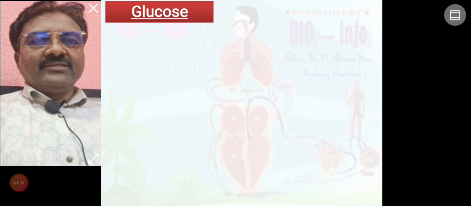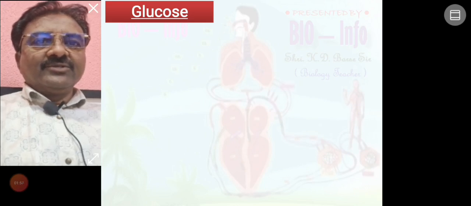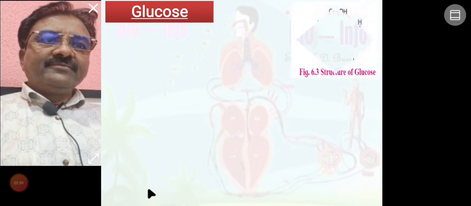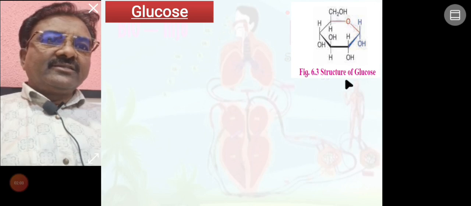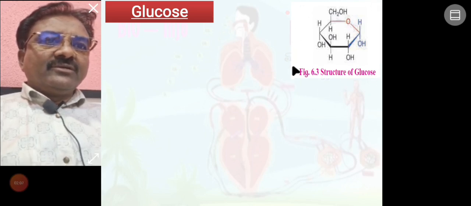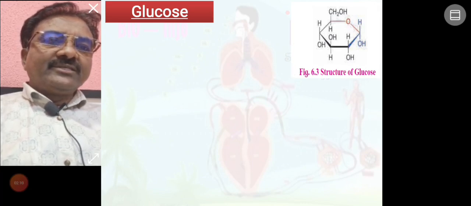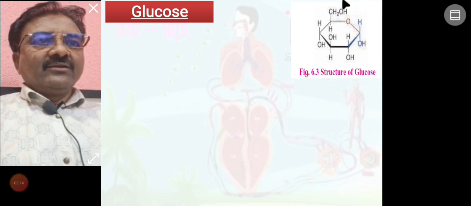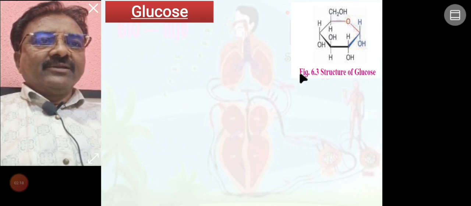Glucose is a monosaccharide, a 6 carbon compound. Seen here is the structure of glucose. You know the general formula of glucose is C6H12O6. Here is the complete structure of glucose: 6 carbon, 12 hydrogen and 6 oxygen.